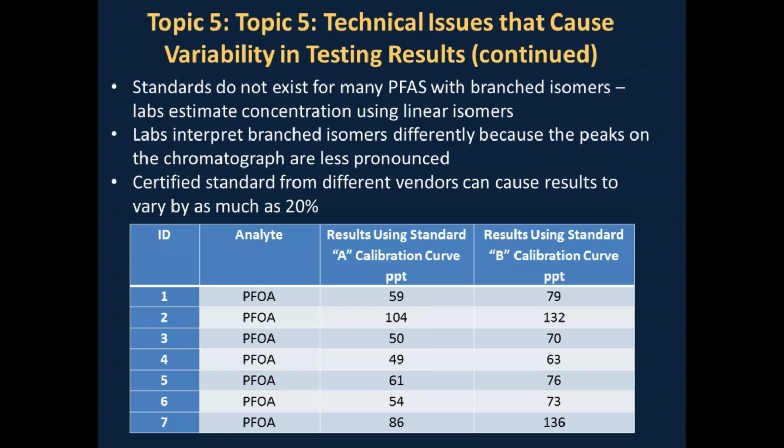Another issue that causes some variability in testing results is standards. First of all, labs are trying to measure branched isomers of some of these PFAS compounds, but the standards that are available to the labs don't have branched isomers, so they're using the linear isomer part of the standard to estimate the branched isomer. Some labs also interpret branched isomer chromatographs differently because the peaks aren't as pronounced for the branched, and so where you start and end the integration varies.